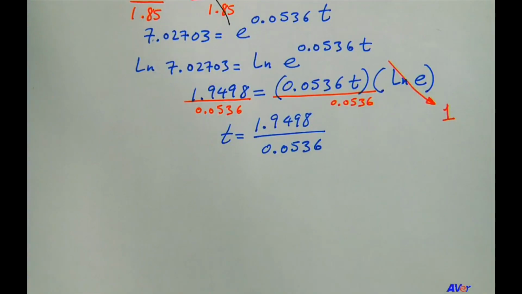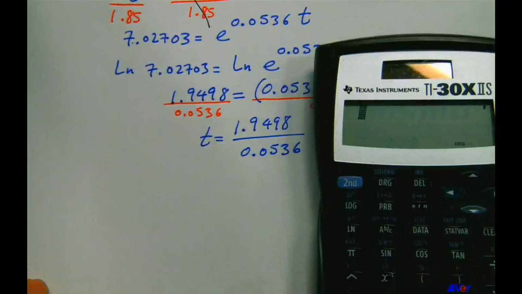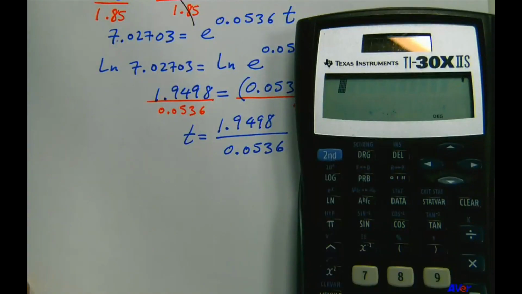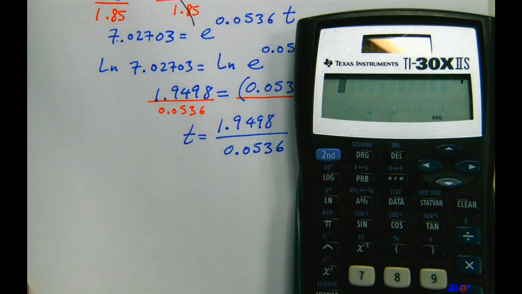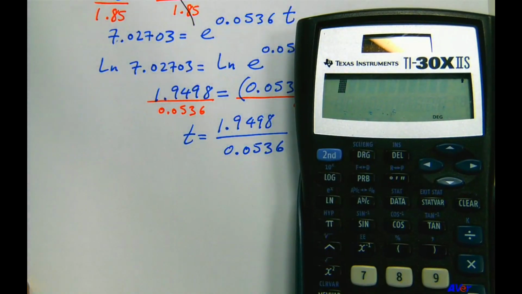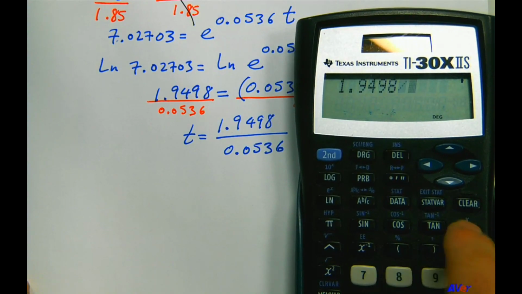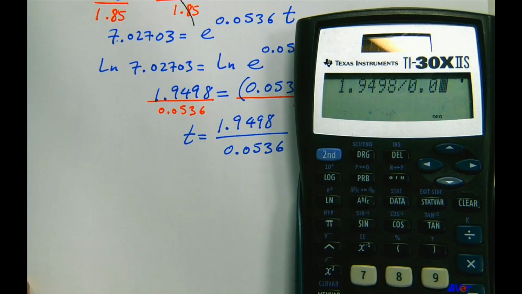All right, so let's figure out what that number is. So we have 1.9498 divided by 0.0536. 36.4. Let's round that 3 to 4.